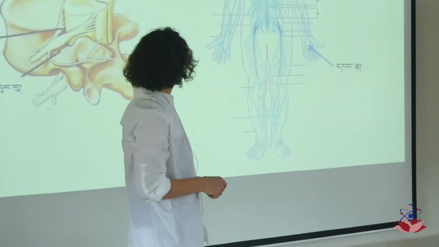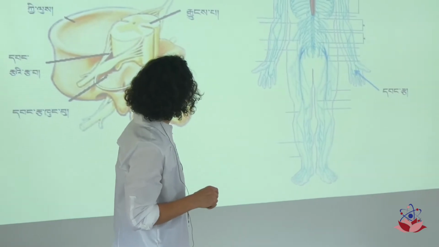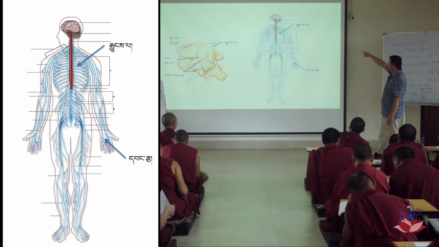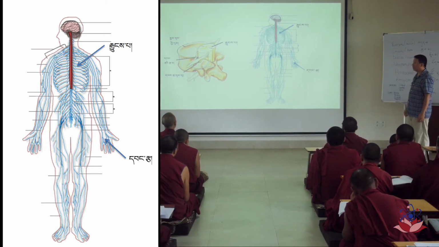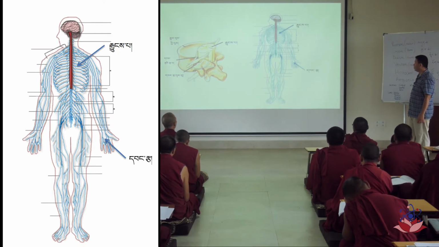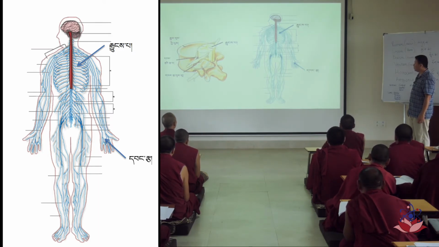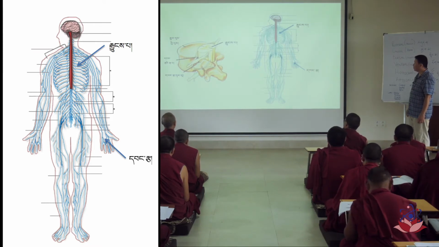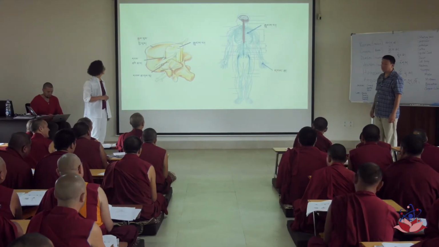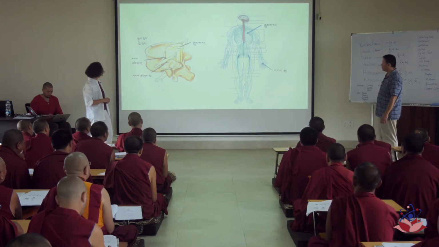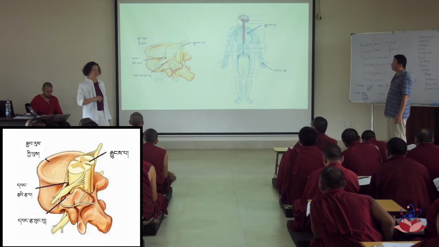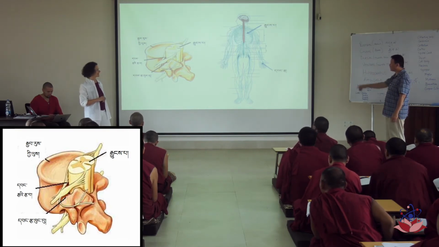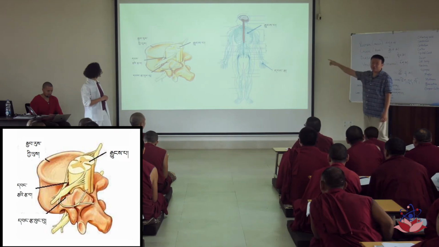So let's do a quick review. What's this? Brain. And this? Spinal cord. And all of these? Nerves. Peripheral nerves, yeah. And this? Spinal cord.